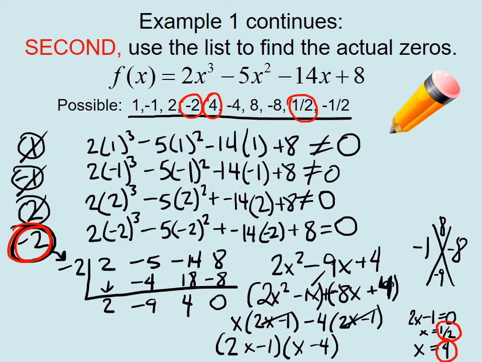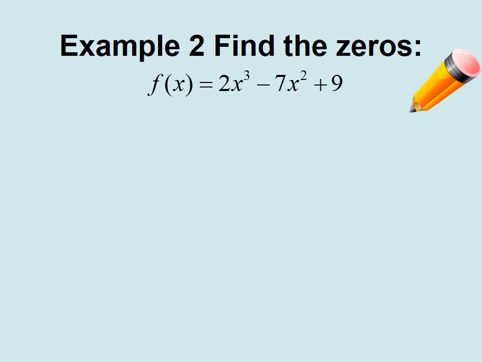Alrighty, let's take a look at another example. Let's take a look at this example. This example only has 3 terms, but you'll notice that it starts with 2x cubed. So the AC method isn't going to be very beneficial here. So my only option is to start by listing my possible zeros.